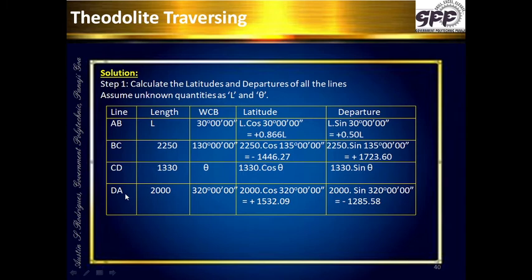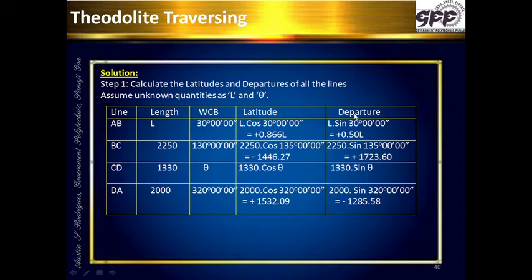DA, that's the last line. Length is 2000 meters. The angle is 320 degrees. So latitude is L cos theta. So 2000 into cos of 320 degrees. So we get the answer as plus 1532.09. So the latitude of DA is plus 1532.09.